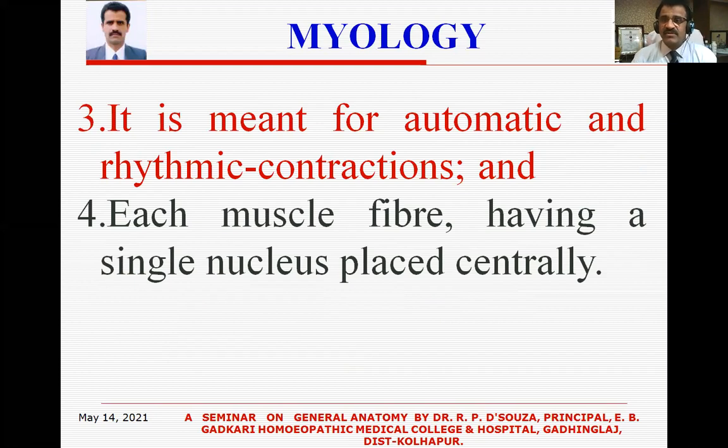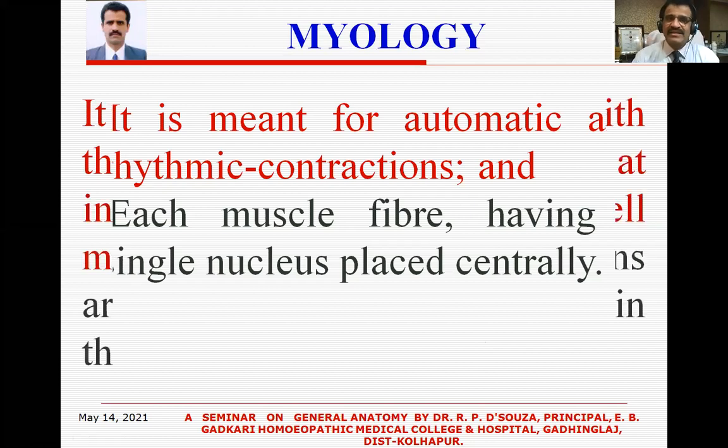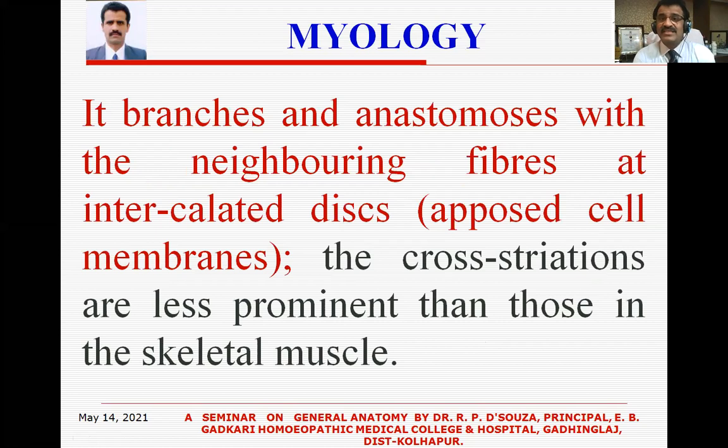Each muscle fiber has a single nucleus placed centrally. Now, skeletal muscles are multinucleated, smooth muscles are uninucleated, and these are also uninucleated. And then the next is, it branches and anastomoses with the neighboring fibers. So the typical characteristic of cardiac muscle is that the muscle fibers branch and anastomose with other neighboring fibers at intercalated discs, opposite cell membranes, and the cross striations are less prominent than those in the skeletal muscles.